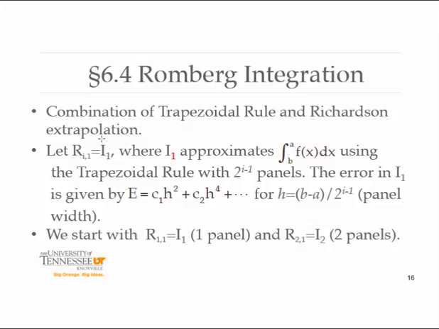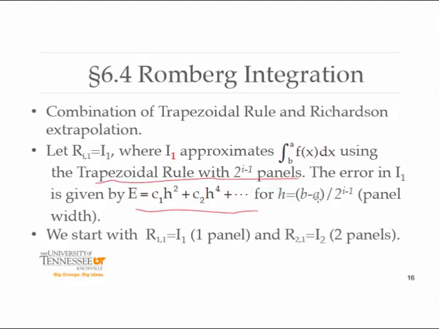So let's say, for example, and you'll see a little bit why we index it, let R_{i,1} equal I_i, where I_i is an approximation to a definite integral that you've done using the trapezoidal rule with 2 to the i minus 1 panels. And using trapezoidal, we know this: we've seen that the leading power of h is h squared. So that would be the error achieved by using this integral approximation, where h is b minus a divided by 2 to the i minus 1 panels. So the overall h is the panel width.